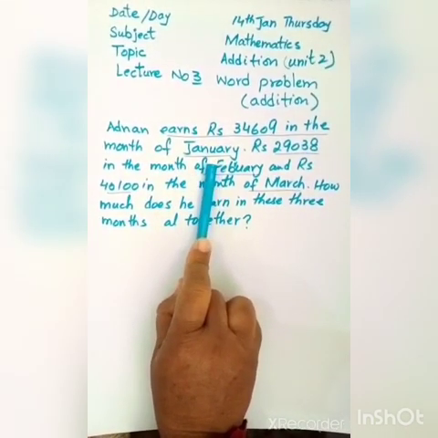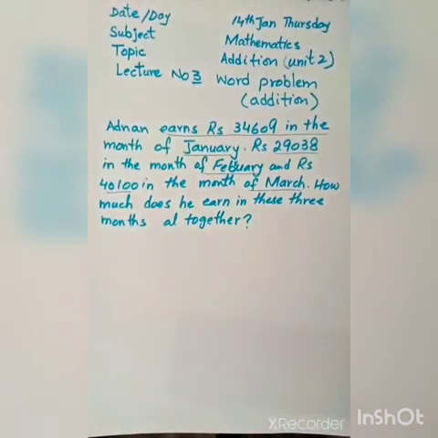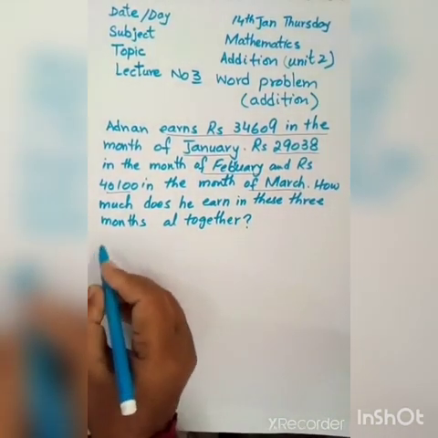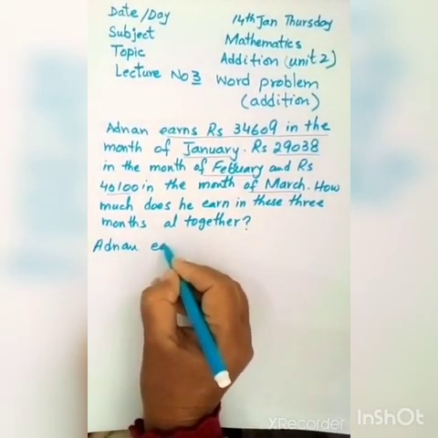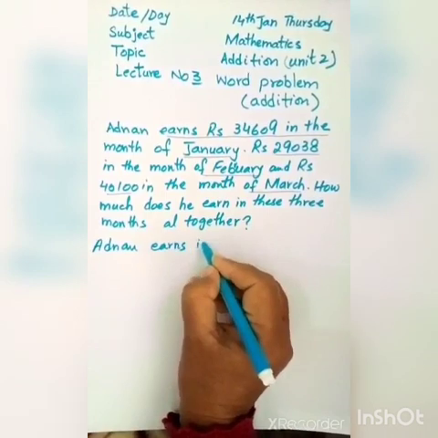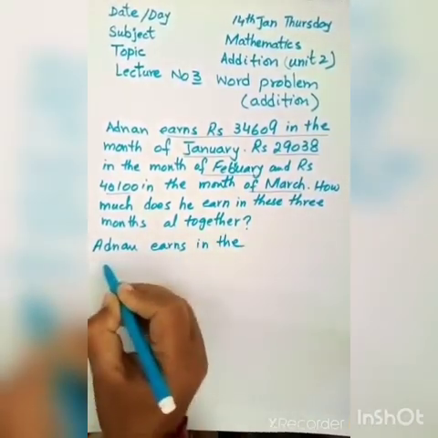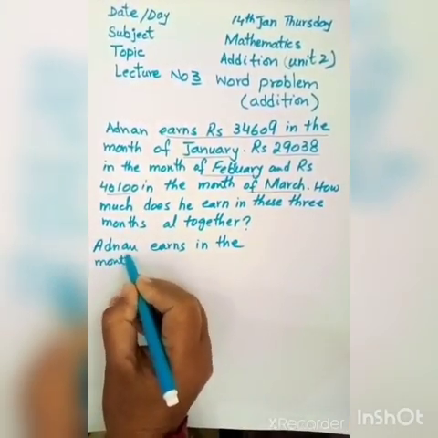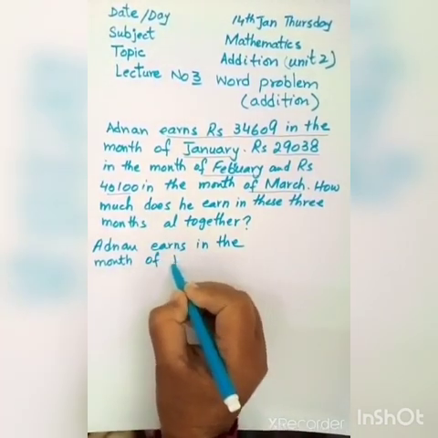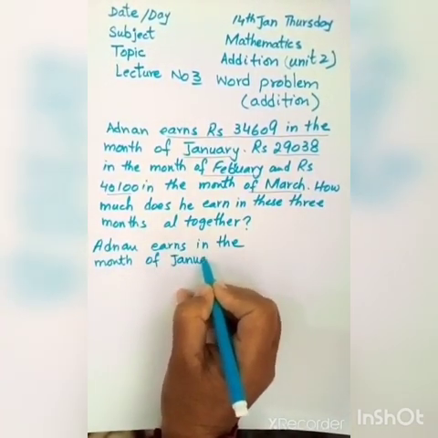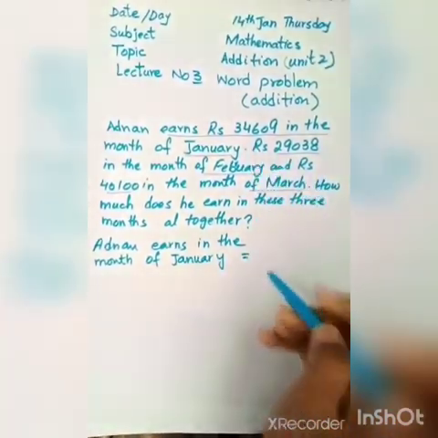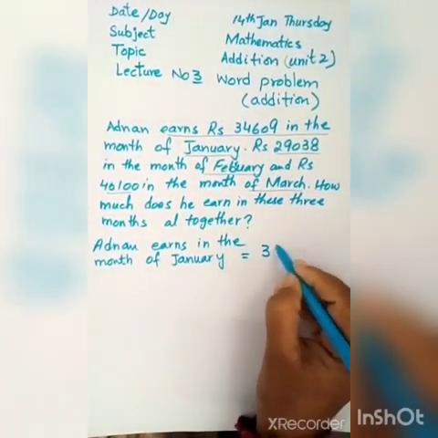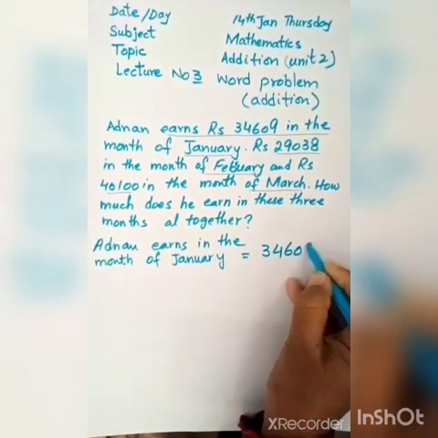So what will the first statement be, children? If you read it, this statement is very clear: Adnan earns in the month of January. Yes, what is the number? The number is 34,609 rupees.